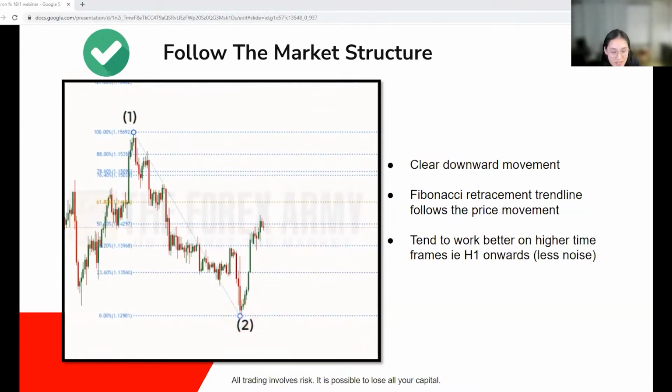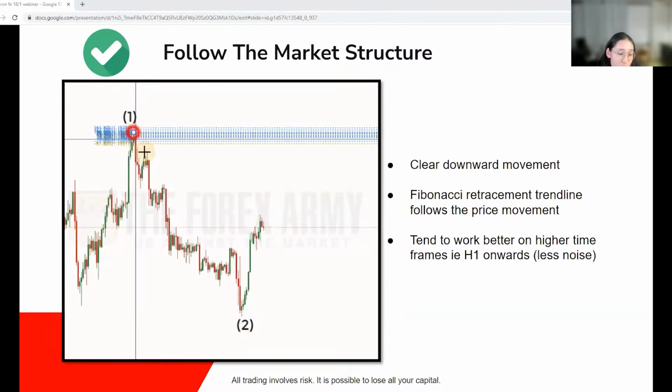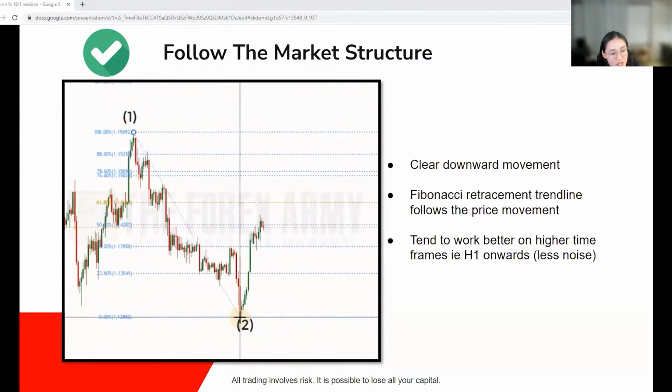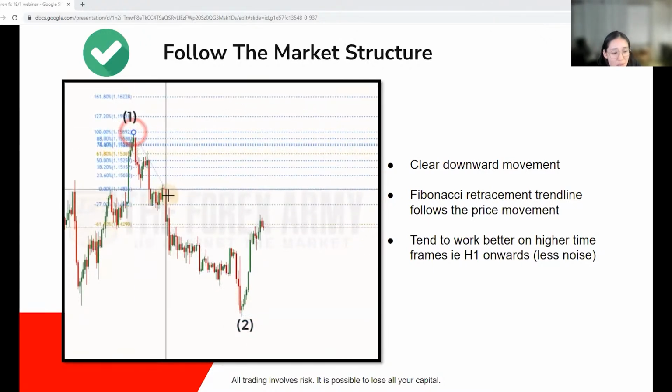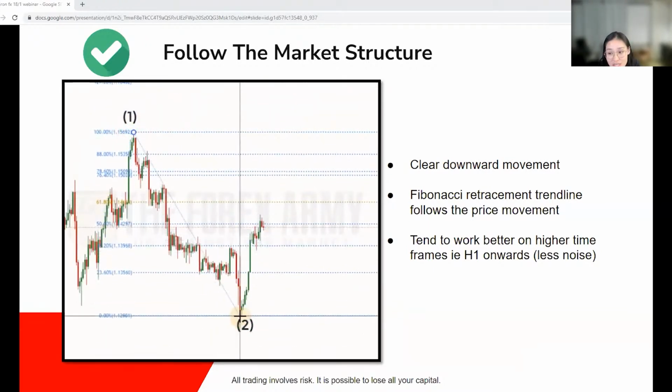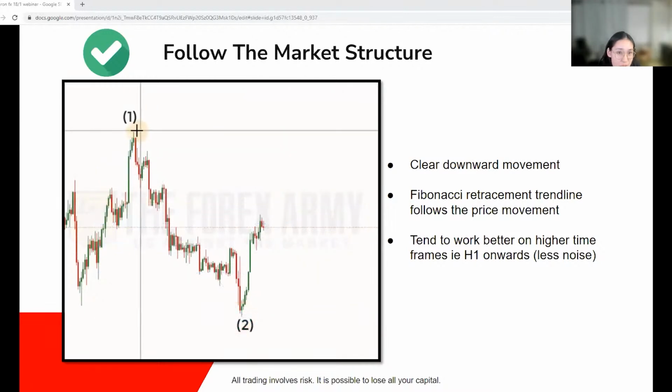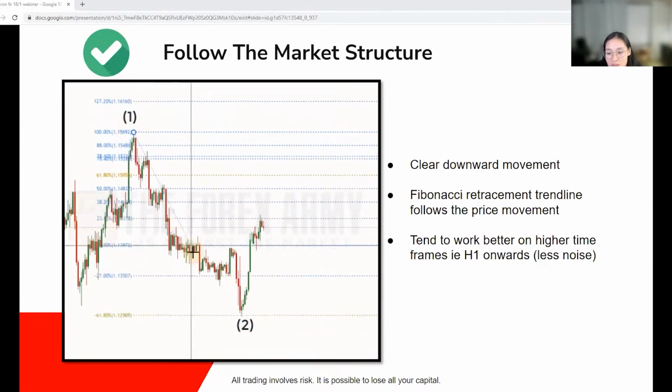Answering your question earlier, these tend to work better on higher time frames, like H1 onwards, H1, H4, and so on, because there's less noise compared to your M5 or M15.